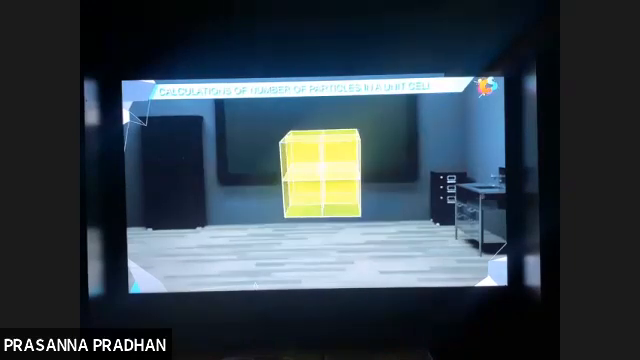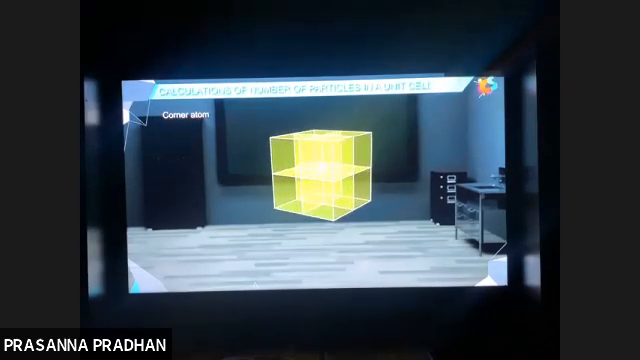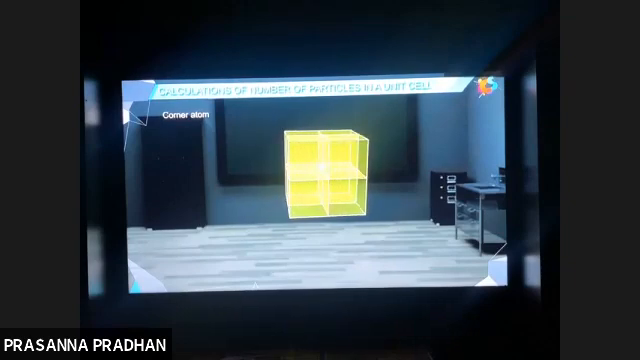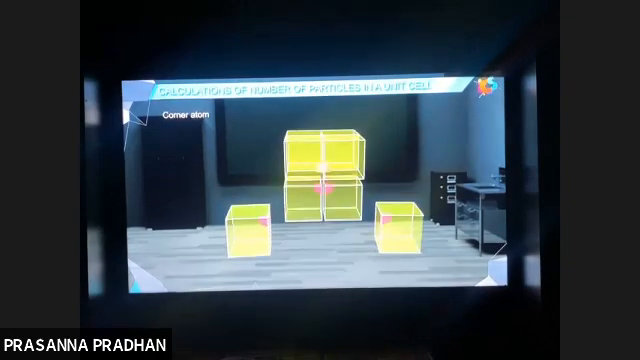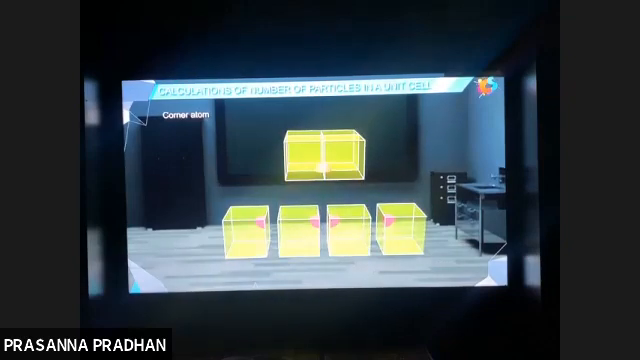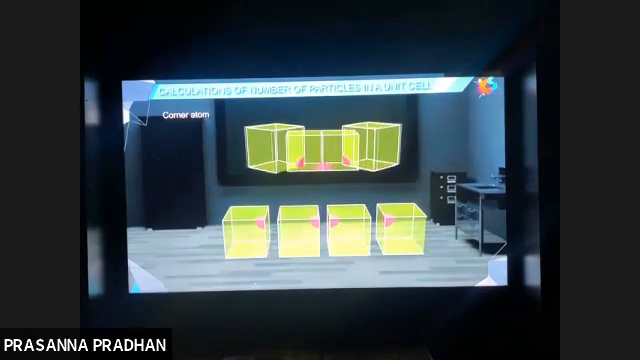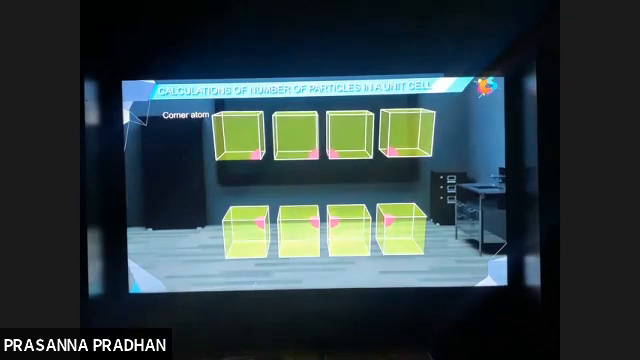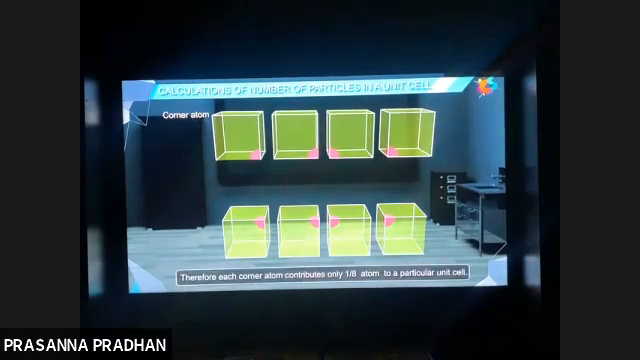Look at this carefully. A corner atom is shared equally by 8 unit cells. 4 unit cells are present in the lower layer and 4 unit cells are present on the upper layer. Therefore, each corner atom contributes only 1/8 atom to a particular unit cell.